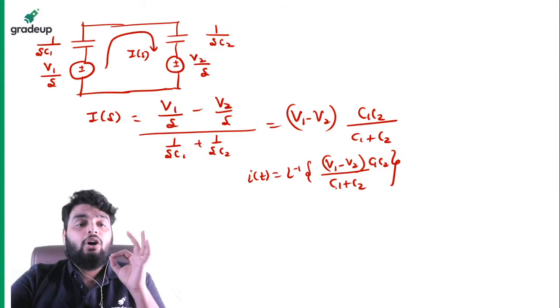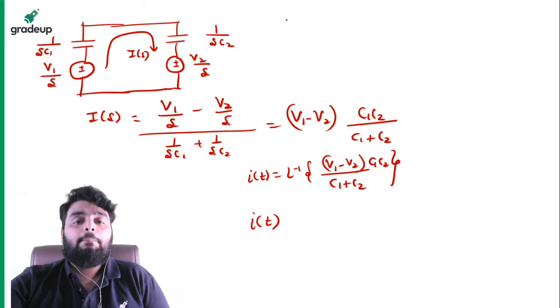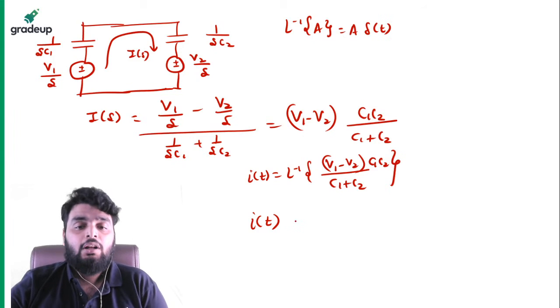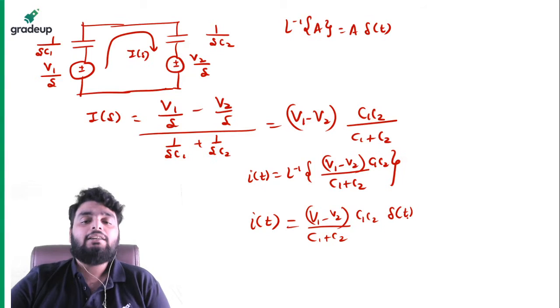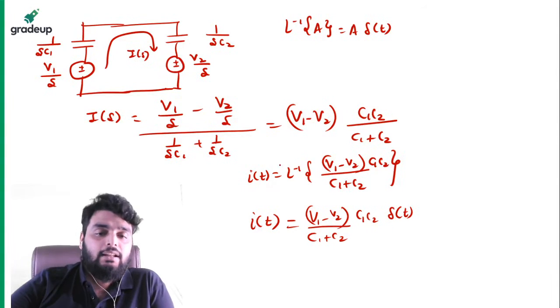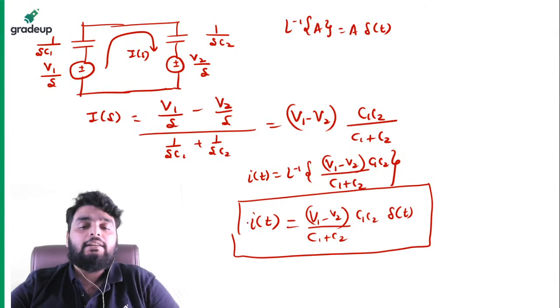It means this is a constant, and the Laplace inverse of a constant term is nothing but delta, which means the impulse function. So the current equation which comes out is the impulse function delta t. So this is the equation of current, and from there also you can see the nature of the current.